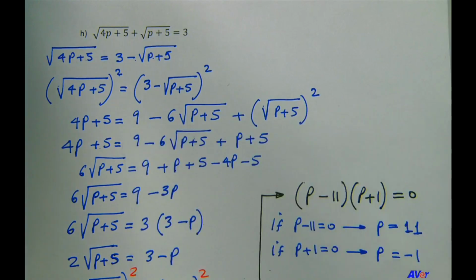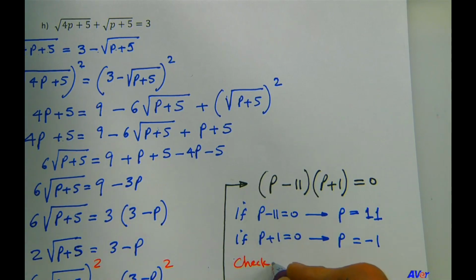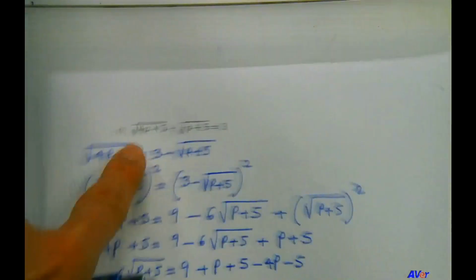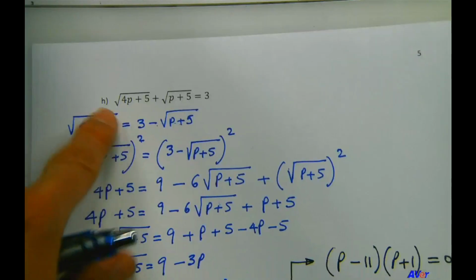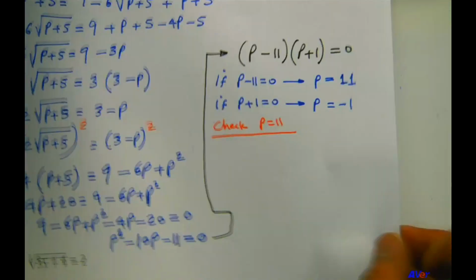Do I have enough room to do it there? Maybe I can do it on the paper this time. I think I have a little bit of room here. So I'm going to do it right here. So let's check p equals 11. You're not going to see it, but I'm going to plug 11 into this equation. Okay? So let's do that.